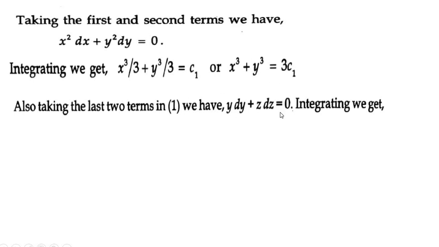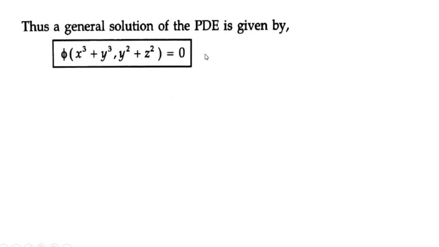Then take minus z to the other side. It's minus z, right? Yeah. Take it to the other side. So that will be plus z. Okay. Then we have to integrate it. So what do you get when you integrate? Integration of y with respect to y is y square by 2. Integration of z with respect to z is z square by 2, equal to c2. Take 2 as LCM. So when you take 2 as LCM, you get y square plus z square equal to 2c2. Therefore, the general solution of the partial differential equation is given by phi of x cube plus y cube comma y square plus z square equal to 0.